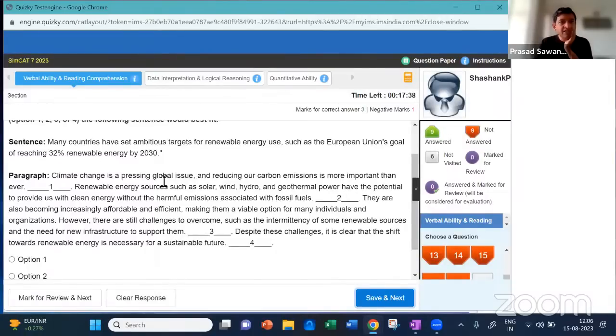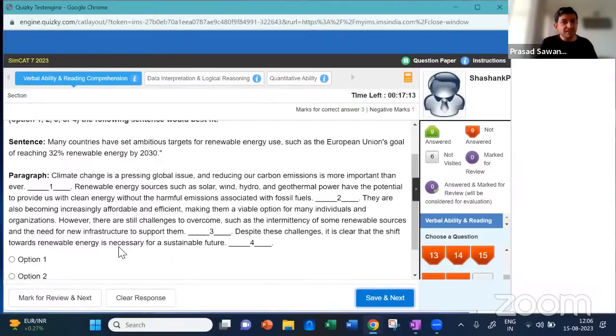So two may, I don't think many countries will fit because many countries now becomes the subject. They are also becoming increasingly affordable. Many countries are becoming increasingly affordable. Not really. We're talking about renewable energy sources. So two may not fit. However, there are still challenges to overcome, such as some challenges have been given to them. Despite these challenges, again, this is an ambitious target. It's not a challenge as such. So three maybe I don't think it will fit.